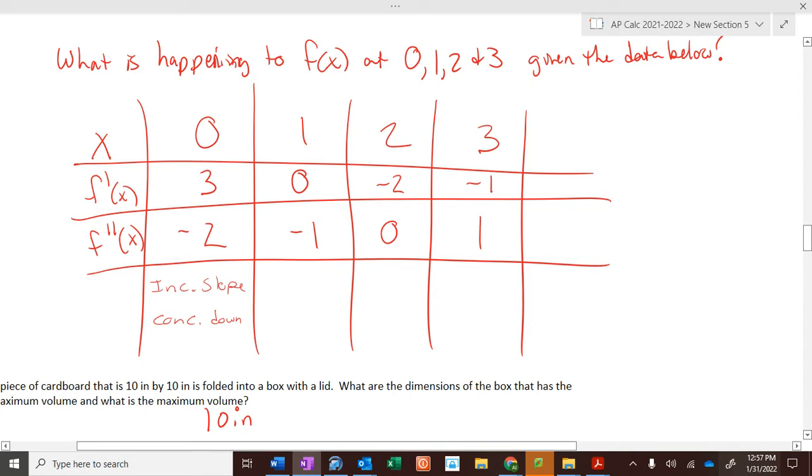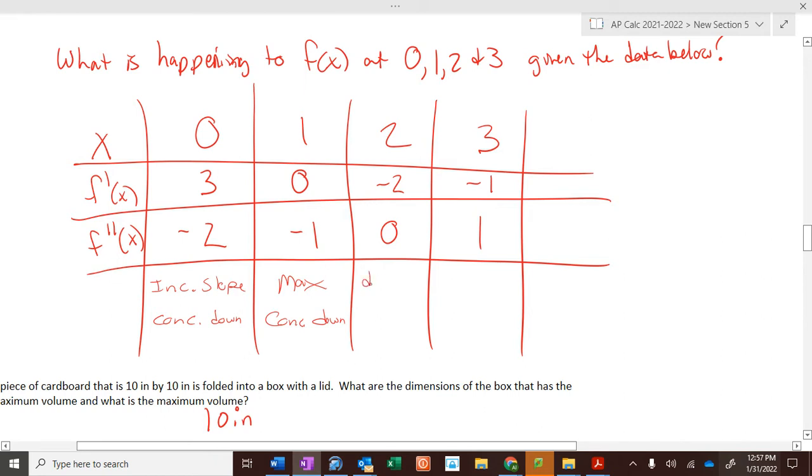Okay, what's happening at 1? It is a max, and it's concave down. Why? Because the first derivative is 0, which means it's a critical number, a max or a min, and it's a max because the second derivative is negative, it's a concave down situation. What's the point at 2? What do we know about that?